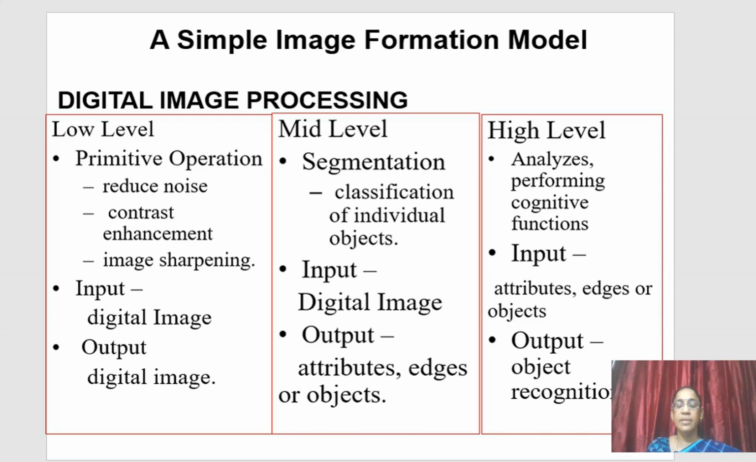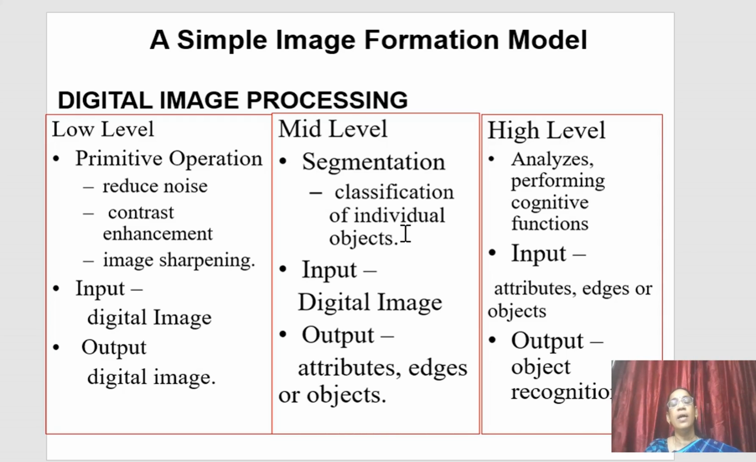We give the image as an input, and after processing we get the output also as an image. The next level is the middle level. The output of the low level is the input for the middle level. Here, after getting the digital image after enhancement, the middle level segments the image, that is, it extracts either the edges of the image or some of the objects in the image, or some attributes, that is, the data of the images. So extracting something from the image is said to be the middle level.